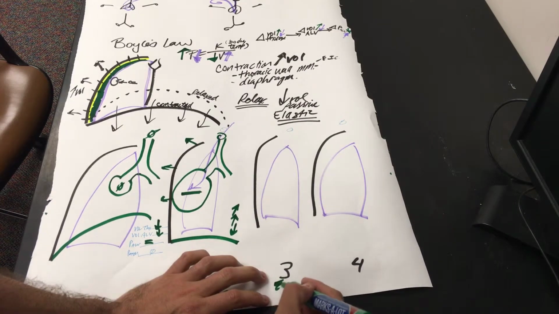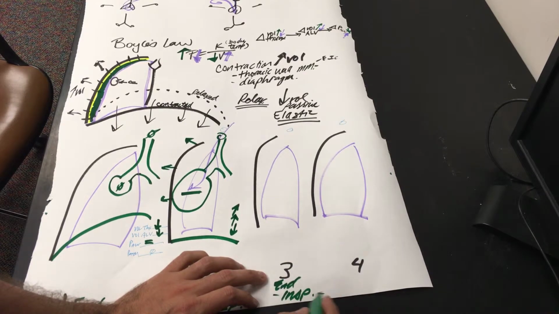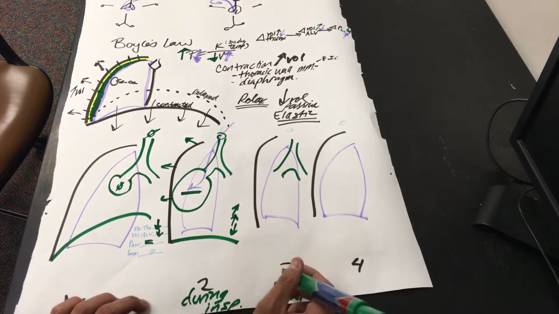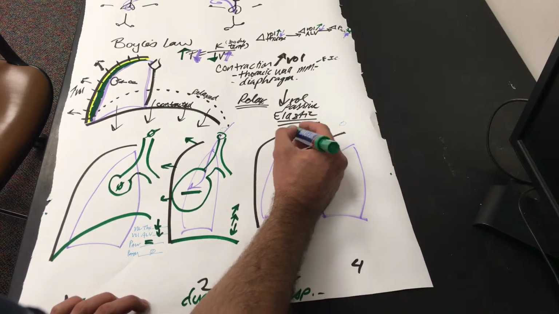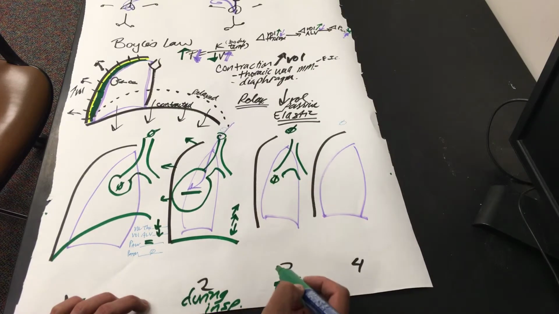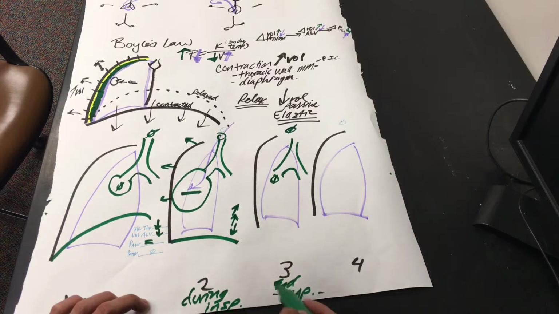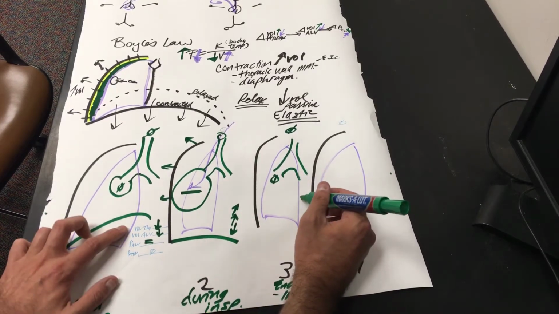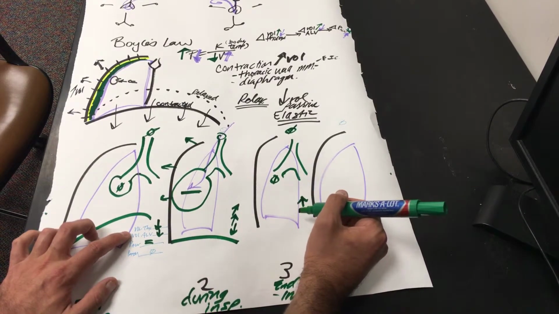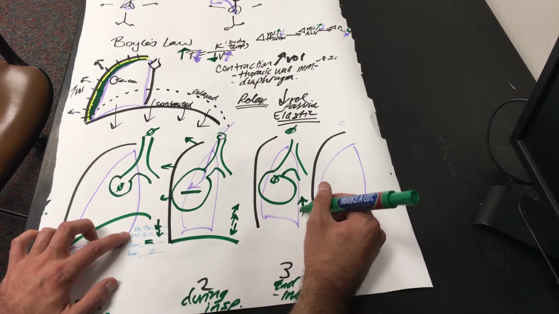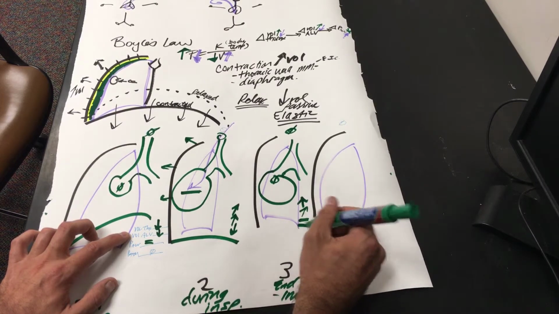Number 3 is end inspiration. Inspiration ends when pressure inside the alveolus equals pressure in the atmosphere. So thoracic volume is still up. The volume of the alveolus is still up. The intraalveolar pressure is equal.